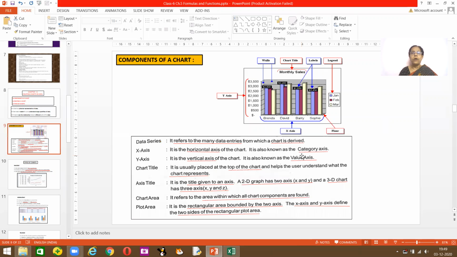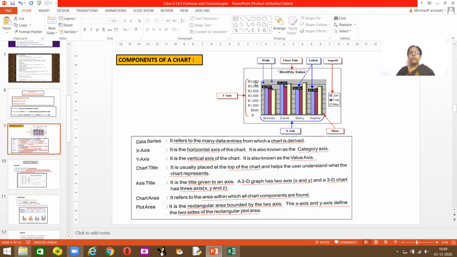Now, as I already explained you the components of charts, first thing is the data series. This is about all the entries that are there on this chart. To derive the chart, all these data entries are termed as a data series. The next one is the x-axis. The x-axis is here, right below here. It is a horizontal axis, and it represents all the category that we are entering, or it's called the category axis.